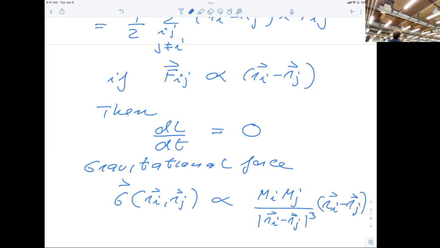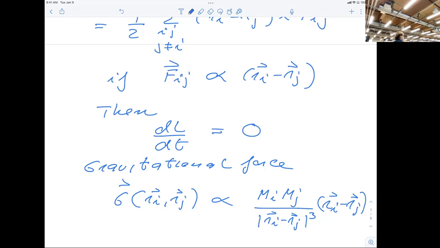The force goes like 1 over R squared, but what I did was to multiply it with a unit vector. So that's the gravitational force, a force which has this property. And if I use the gravitational force, then I would expect that angular momentum is conserved. So these are some simple manipulations we can make.